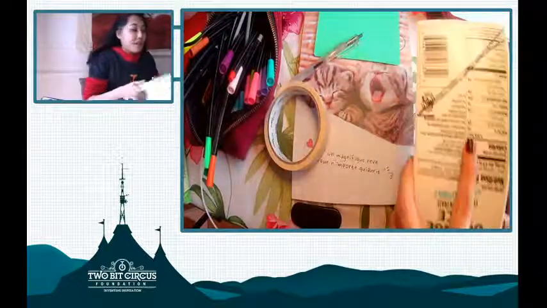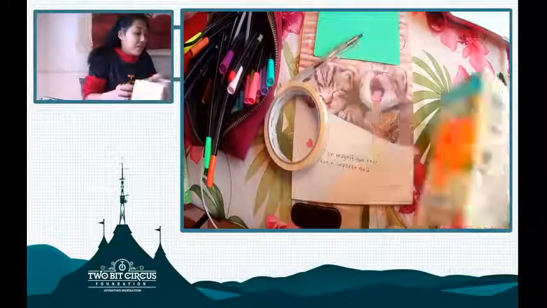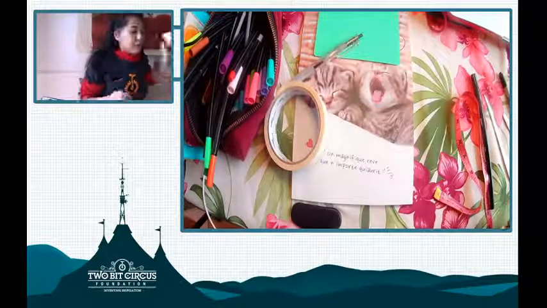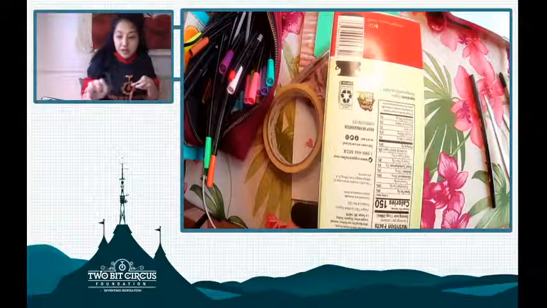Okay, and then we're gonna repeat the same iterations on our other milk jug. So to the right again, measure 2 3/4 inches down.